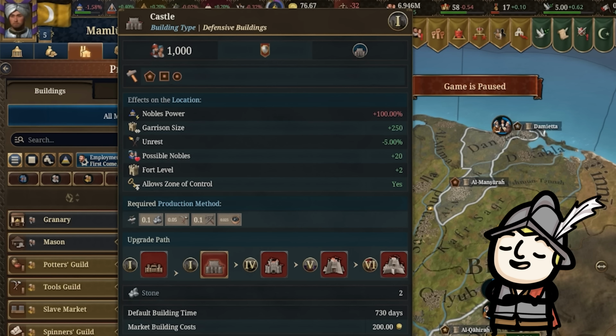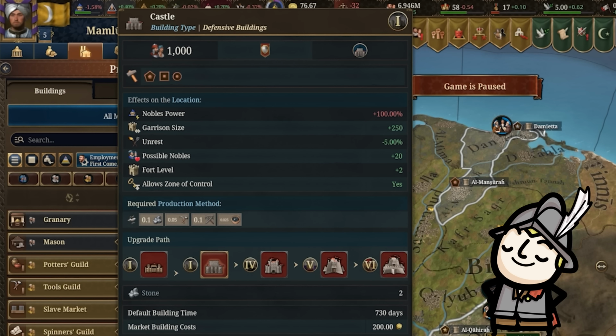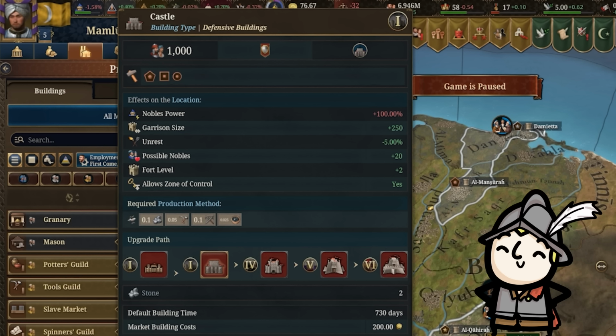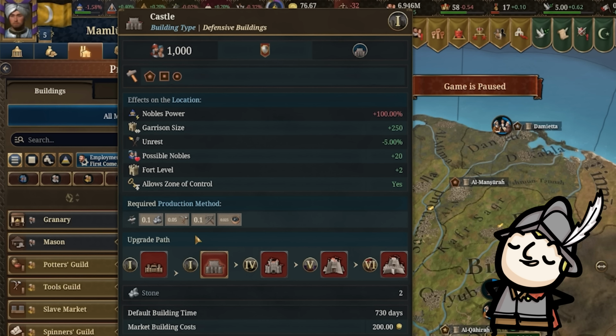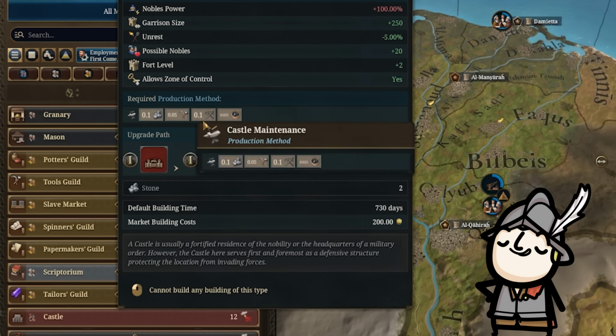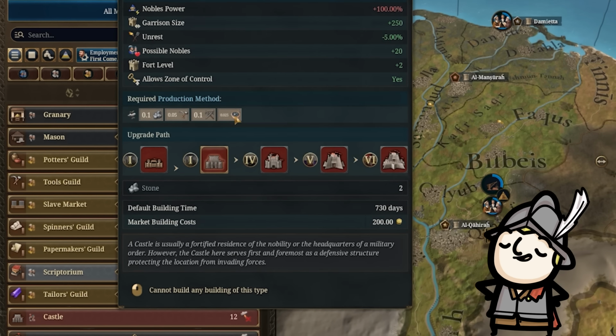The castle will provide a physical fort on the map, and provide zone of control in the area around it, protecting that region during times of war. And it will reduce unrest in that location as well, while providing soldier jobs. And the input it requires to produce those modifiers is a little bit of stone, a little bit of tools, some weapons, and some tar.